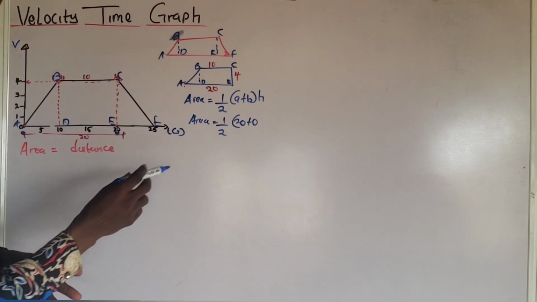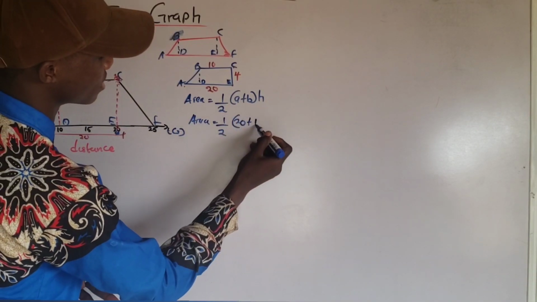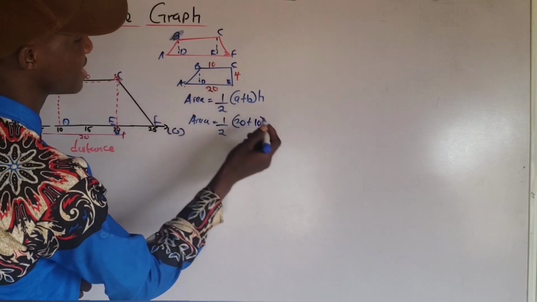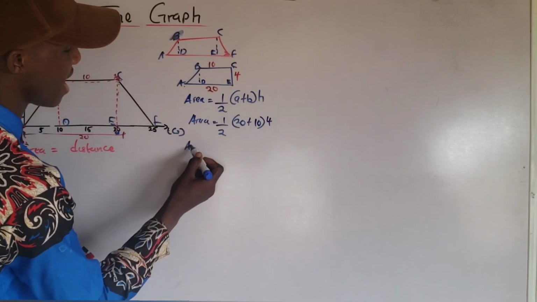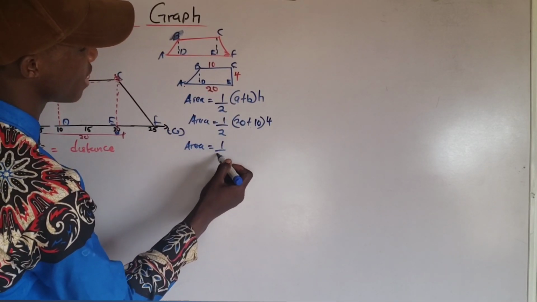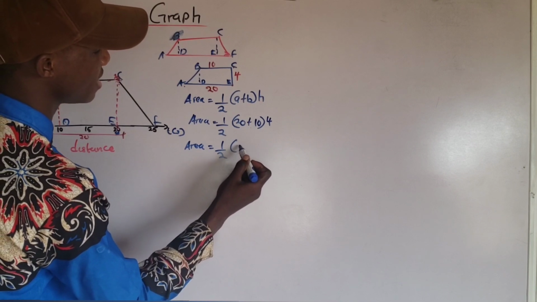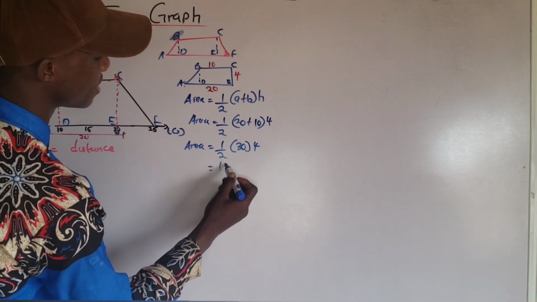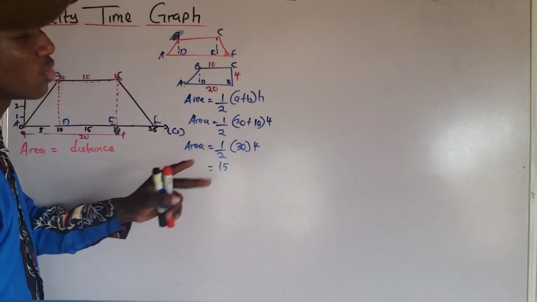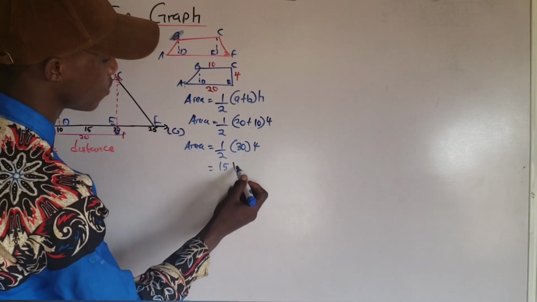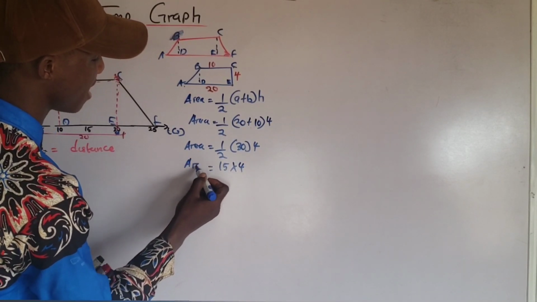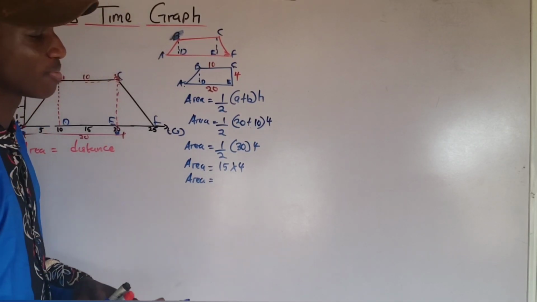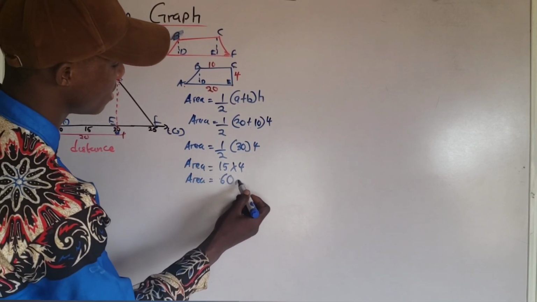So here we have 20 plus 10 multiplied by height. In this case, height is 4. So the area is equals to 1 over 2 multiplied by 30. 20 plus 10 is 30. 30 multiplied by 4. Here I'm going to have 15 because 30 divided by 2 is what? It is 15. 15 times 4 is what? 60. So the area is equals to 15 multiplied by 4 is 60. So I'm going to have 60 meters.